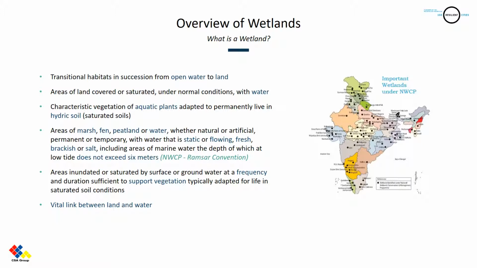So, what is a wetland? As you already know, wetlands are overflow areas for rivers, and as such are natural rainwater buffers. They are transitional habitats in succession from open water to land. In other words, wetlands are a vital link between land and water. This means that wetlands are covered or saturated under normal conditions with water.